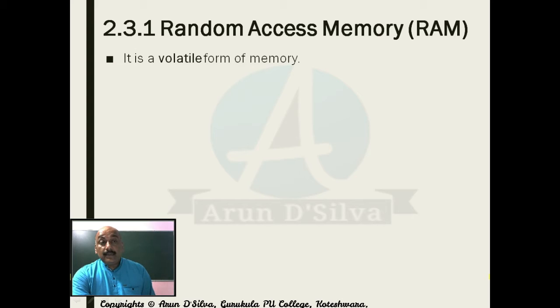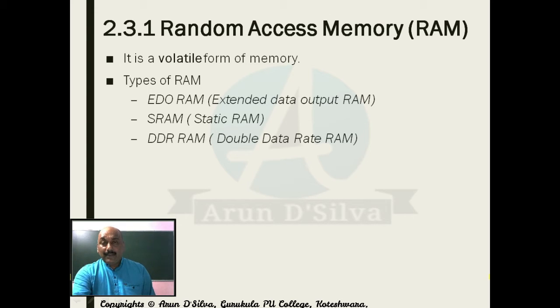That's the reason this is called a volatile form of memory. One more name for RAM is volatile memory, because it is temporary. Till power is there, that memory will be there. When power is not there, the memory will not be there. There are different types of RAM.